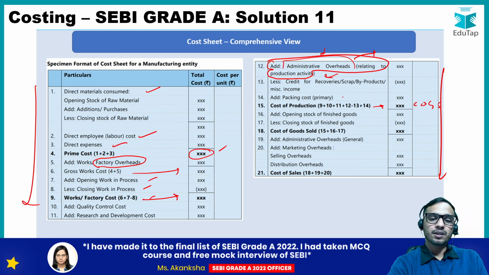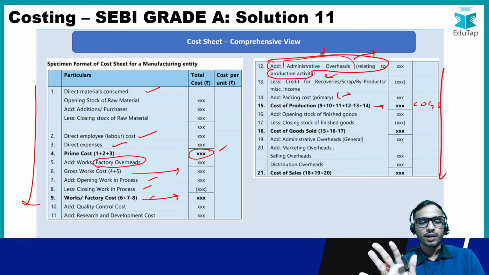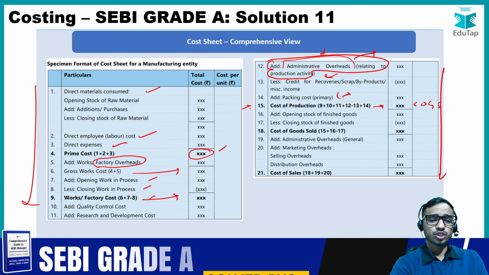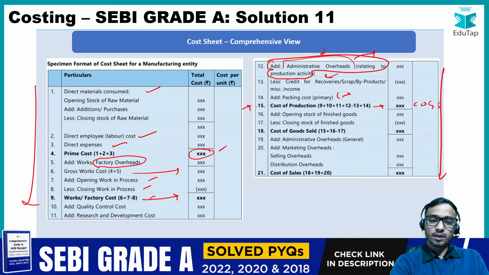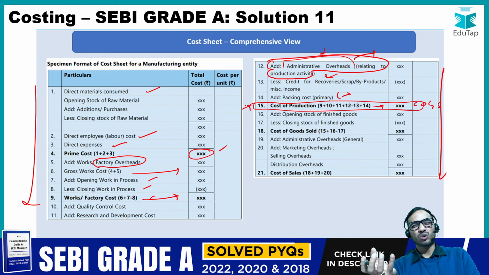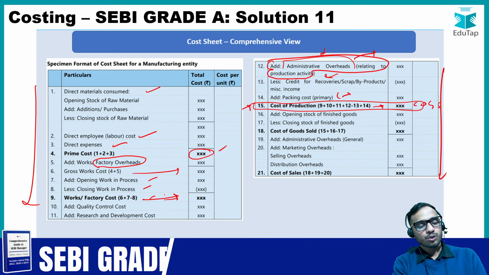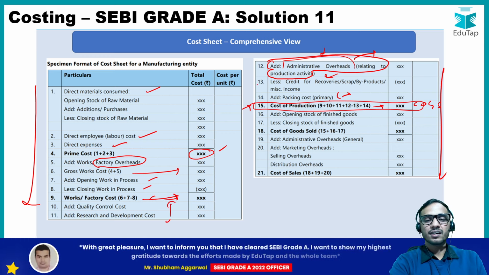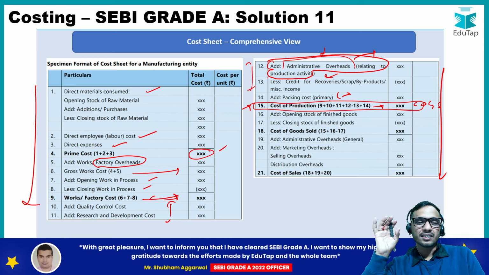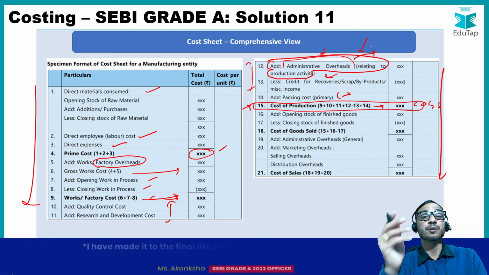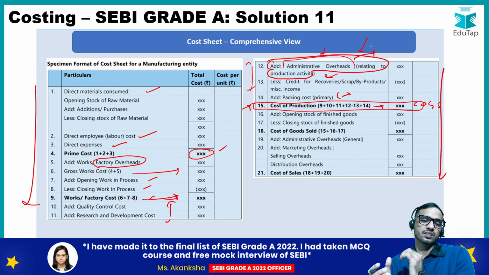Then you add packing cost, that is primary packing cost. It is also included in the factory overhead, right? So you get cost of production. So this is cost of production. In a way, it is basically a works cost itself, in a way, because after getting the factory cost or works cost, you have only added certain components, and in that also only important one is this administrative overhead relating to the production, right?